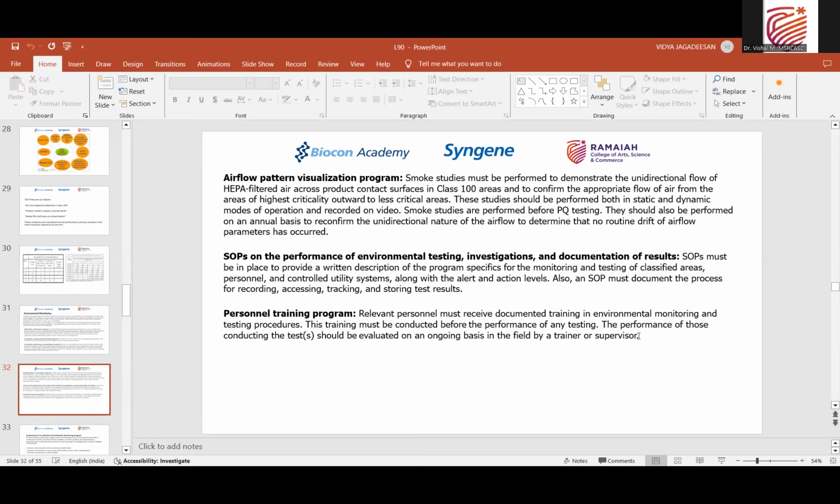Then everyone has to be trained for these environmental monitoring and testing procedures. So the training can be conducted by performing any of these tests. I hope when you are doing your BSc or your MSc or even MPharm, whatever is your combination, basic techniques are microbiological techniques. So how to take a swab and how to expose the plate and how to check for the different colonies. All these are basic training that you have to undergo.